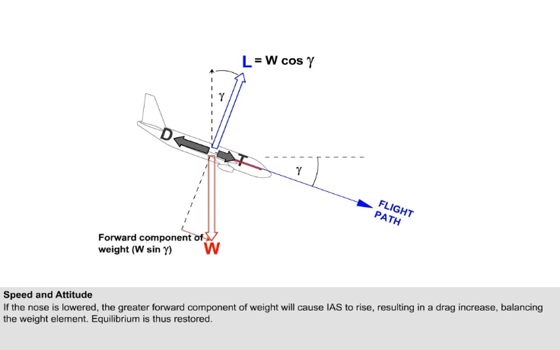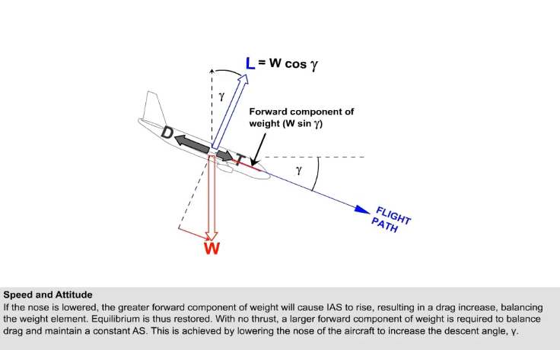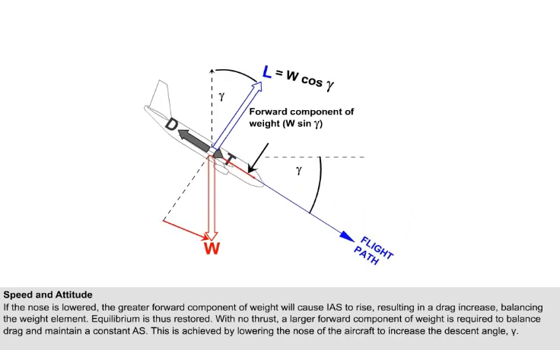If the nose of the aircraft is lowered with a constant thrust setting, the increased forward component of weight acting forward along the flight path will cause an increase in IAS. This increased IAS will result in a rise in drag, which will eventually balance the weight element, at which point equilibrium is restored and the speed will stabilise. If the throttles are closed, the thrust force is removed, and a larger forward component of weight is required to balance drag and maintain a constant IAS. This is achieved by lowering the nose of the aircraft to increase the descent angle, gamma.